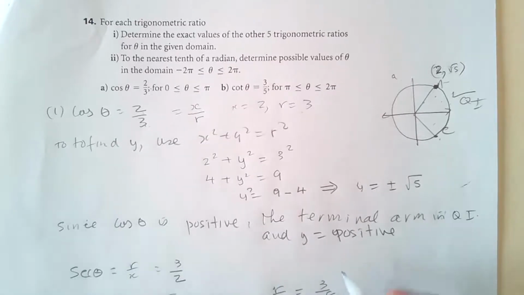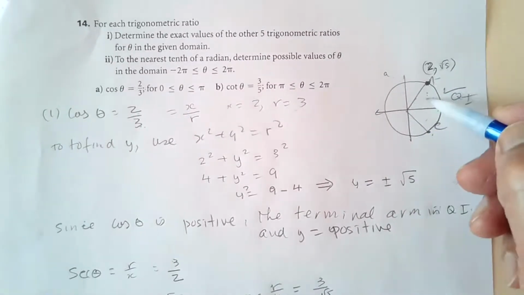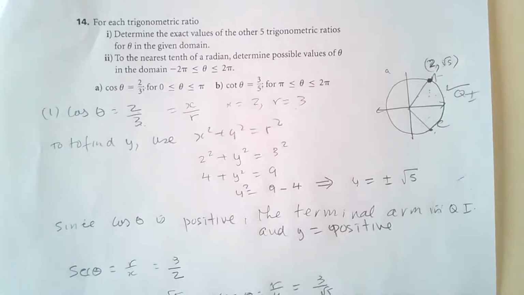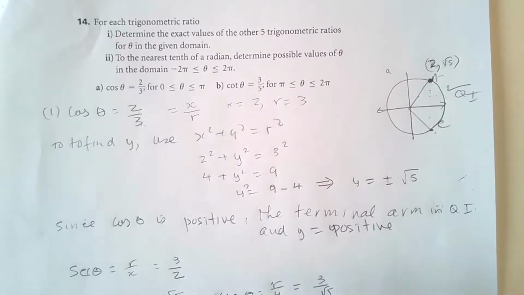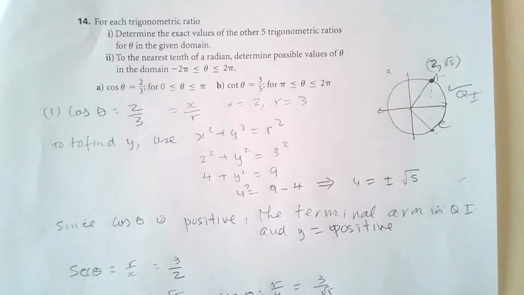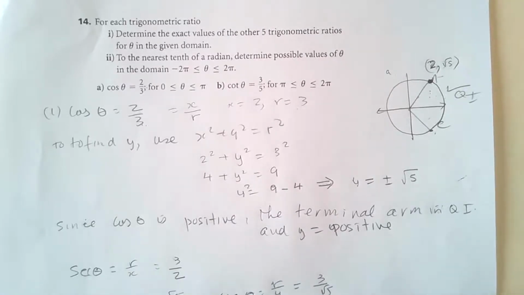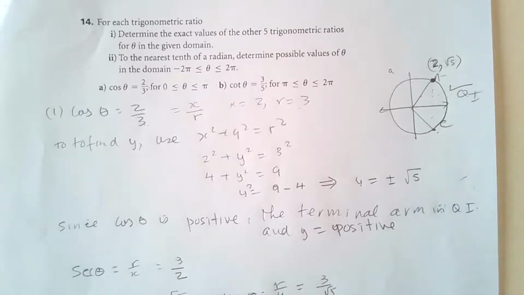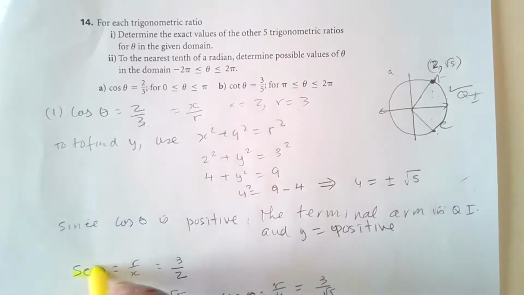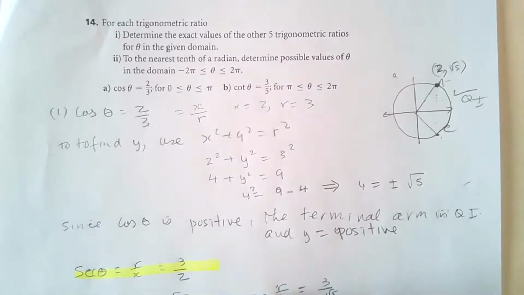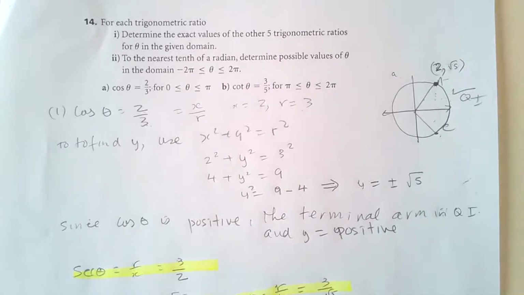Remember, they should all be positive because in this quadrant, all of the trig ratios are positive. We have tangent theta, which is y over x, and my y is root 5 and x is 2, and cotangent theta is x over y, which is 2 over root 5. So these are my other 5 trig ratios.